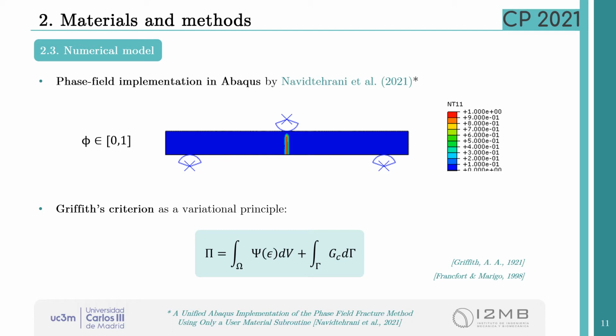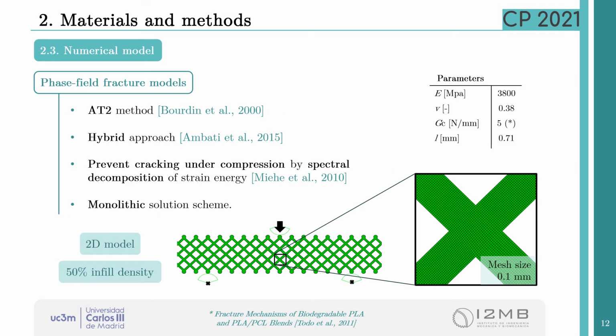The phase field fracture method is based on the interpretation of Griffith's criterion as a variational principle. In this slide, there are some features and parameters that need to be determined for the implementation of the phase field fracture method using a subroutine in Abaqus.